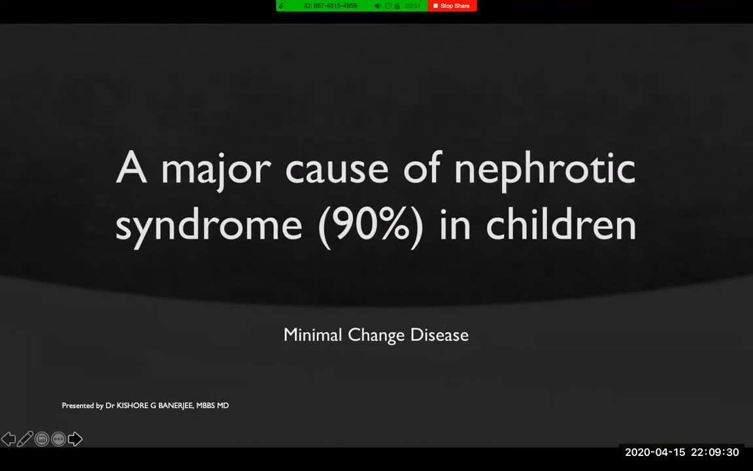It's a major cause of nephrotic syndrome in children, as I told you, most commonly seen between 1 to 7 years of age. 10 to 15% of cases can be seen in adults. And in adults, after 8 years, we see some cases of nephrotic syndrome due to minimal change disease. But in adults, you need to rule out the more common causes of nephrotic syndrome, like focal segmental glomerulosclerosis, FSGS, and membranous nephropathy, MN.